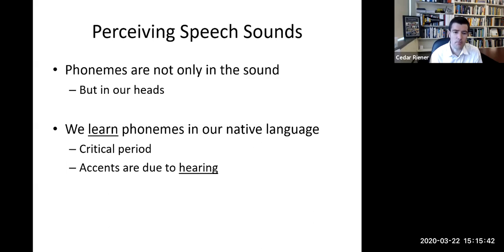Another thing about learning phonemes in your native language is that a lot of accents are due to hearing differences, not to the shape we make with our tongues. So when people who learn different languages have accents, it's partly because they can't hear the difference between different phonemes.